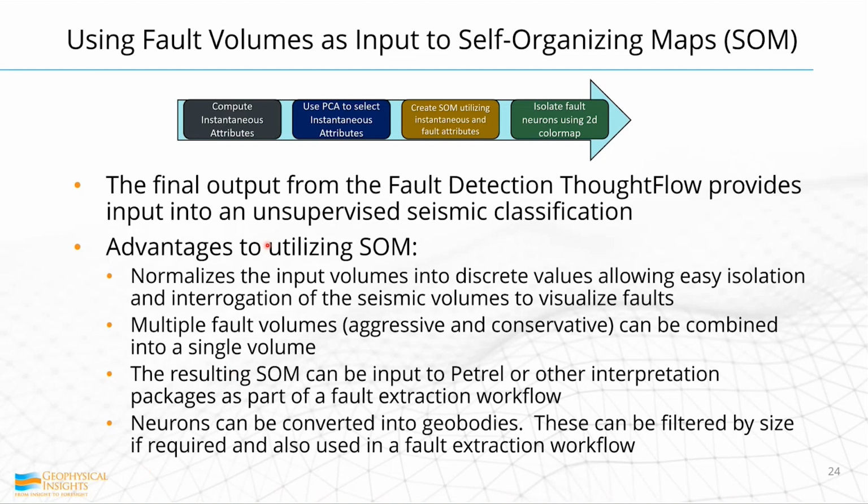The steps in the workflow for SOM are to, again, start with your base amplitude volume, and from there you can create instantaneous attributes, which are helpful for stratigraphic analysis. We take these instantaneous attributes and apply principal component analysis to help us select the most prominent attributes in our volume. Then we combine these with our fault attributes in the SOM, and visualize those in 3D using our 2D color map in Paradise.